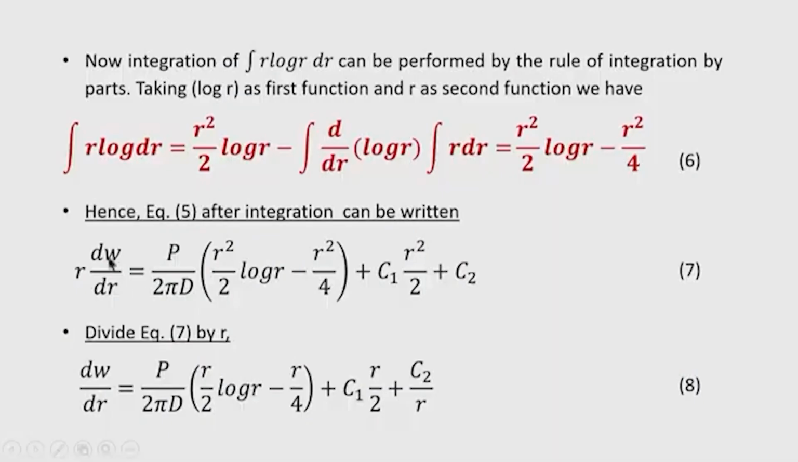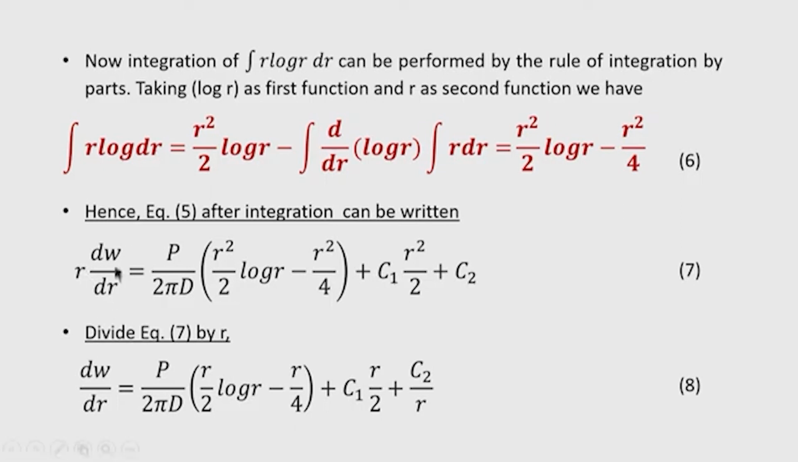Now, we are reaching our target, that means we have to obtain now the W, the deflected surface. So, one more step is required. So, divide equation 7 by r. We have done this so that we get a sole expression of dw by dr, so that after this final integration we will be able to get W.